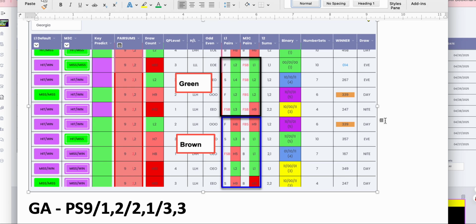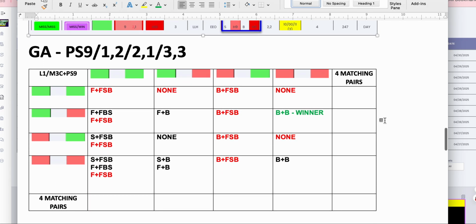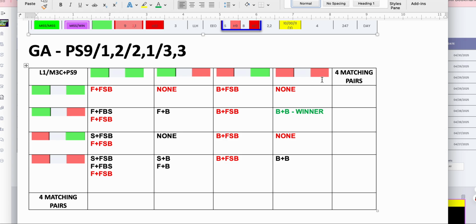All right, and look at this now. If you thought brown was going to come out now in M3C, look what you have. You have only the back pair to play, which is guaranteed when that hits. It's going to be back that will be the winner. I'm telling you right now, that's what the winner will be. And here, if you play the brown here and in M3C, if you play both of them, you have 2 here.